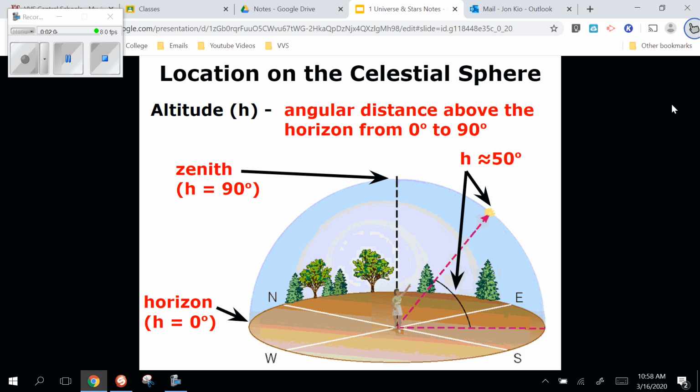Notice there's no N, it's not north. It's just degrees above the horizon. Think of an angle. All right, that's all it is.